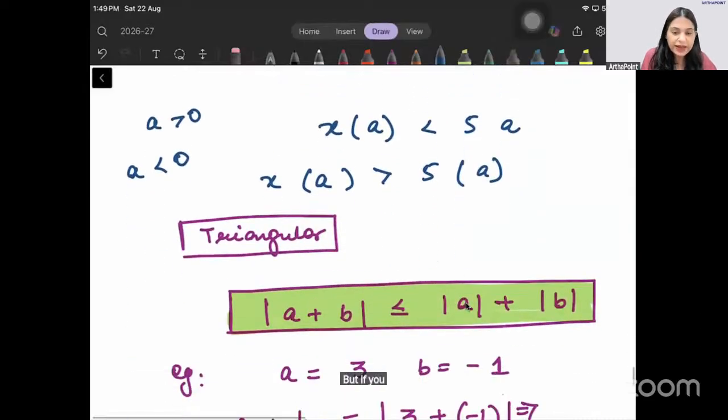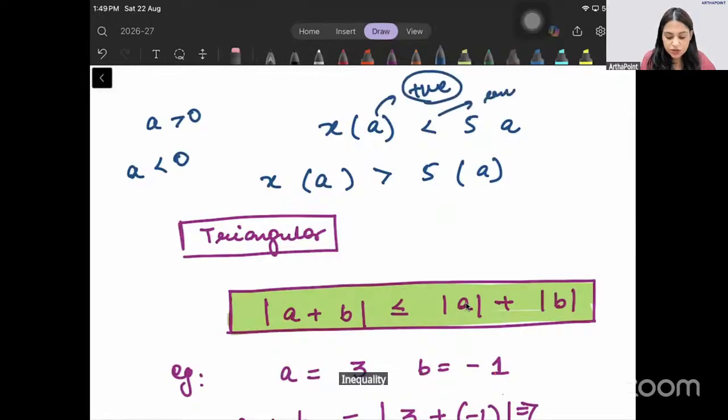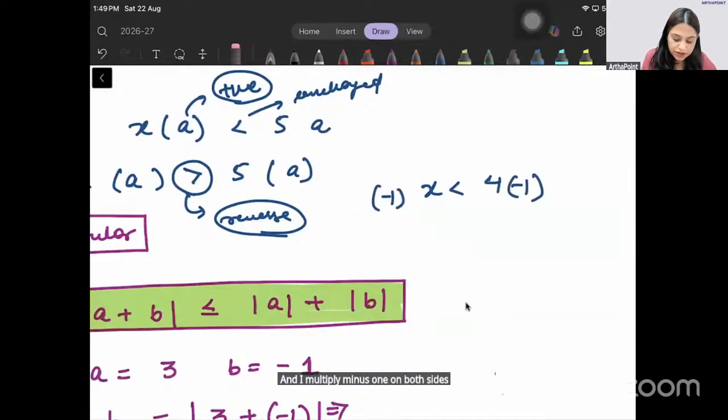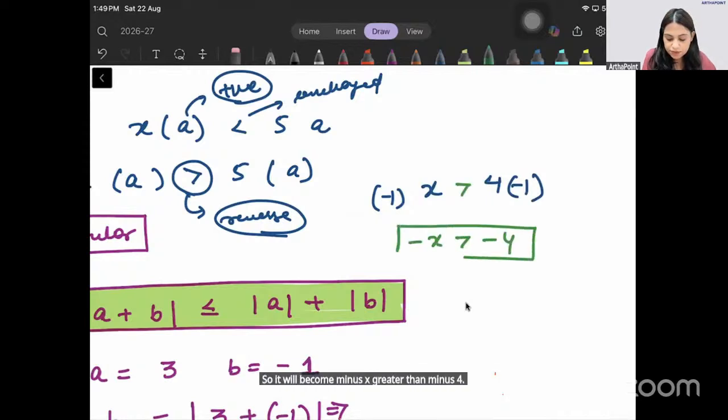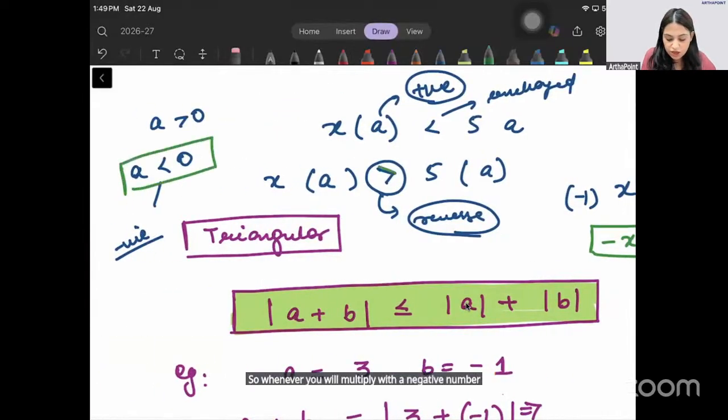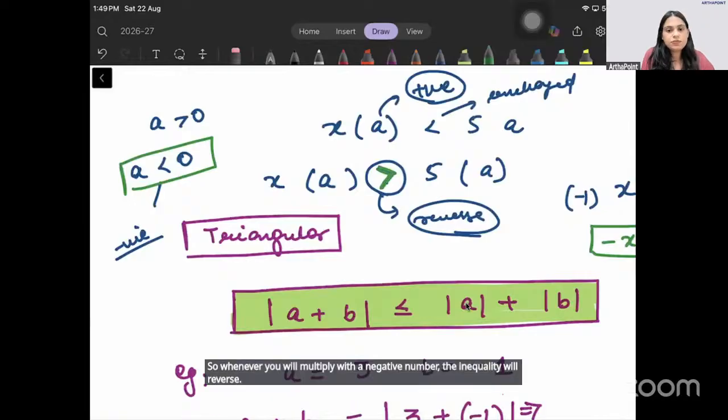But if you multiply by a positive number, the inequality will still remain unchanged. If you multiply by a negative number, the inequality will reverse. So if I say x is less than 4 and I multiply by -1 on both sides, the inequality will reverse. So it will become -x greater than -4. So whenever you multiply with a negative number, the inequality will reverse. Clear?